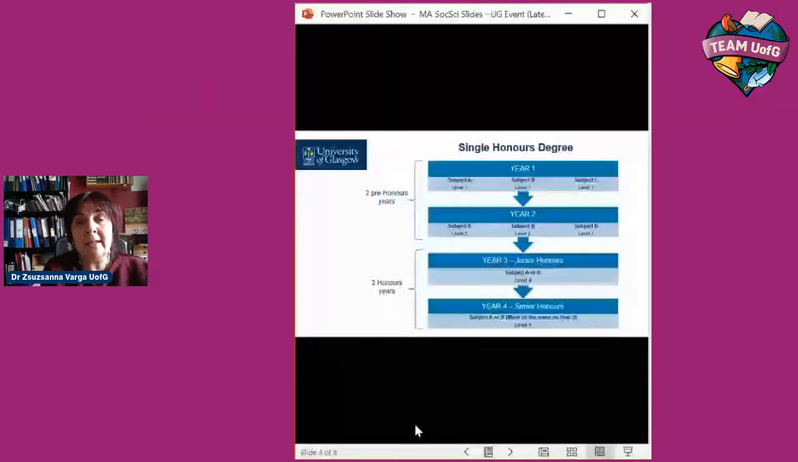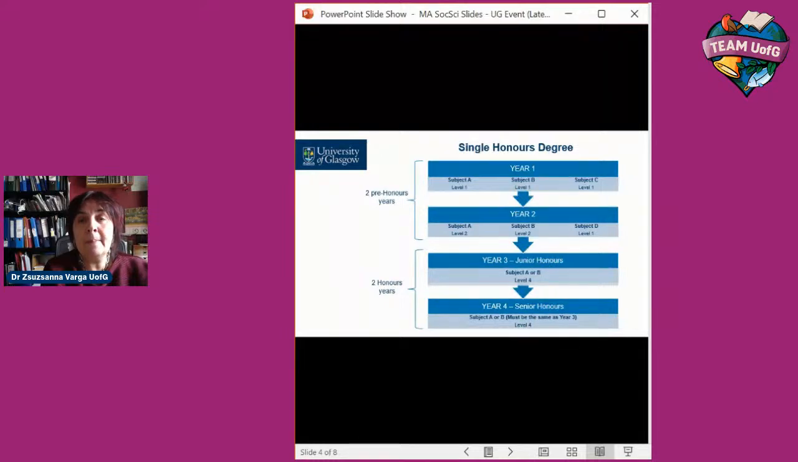120 credits is a keyword here, because every year you are going to have to take 120 credits. You take 3 subjects in the first year, what we call subject A and subject B and subject C on this slide. So let's say history and politics and sociology. It's a fairly common combination. History is in arts. I mentioned to you earlier that you can take subjects from arts, and politics and sociology are in our college, the College of Social Sciences, which is where the MA SocSci degree is located. So in the first year, you take these 3 subjects.